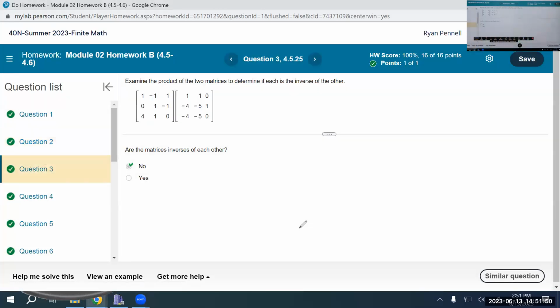All right, let's take a look at 3. Here it says, examine the product of the two matrices to determine if they're inverses of each other. If they are, we're going to get 1, 0, 0, 0, 1, 0, 0, 0, 1. Okay. I found that I didn't get that. But if they were inverses of each other, that's what would happen. I found that that is not the case with these numbers.